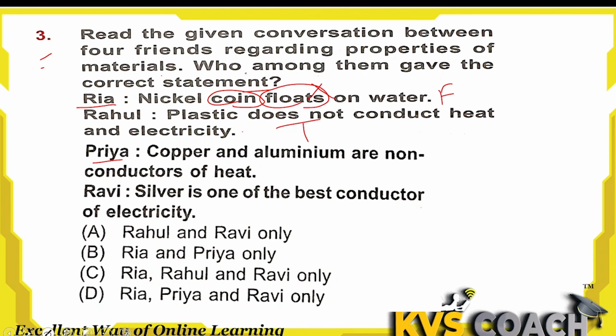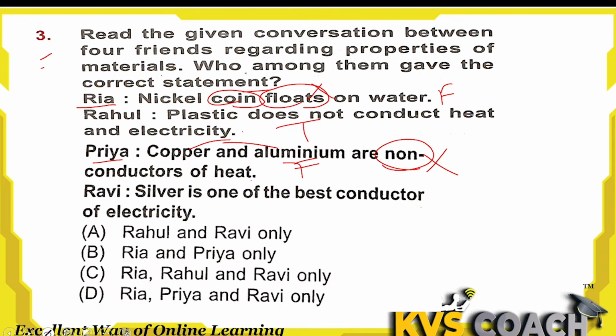Third one, Priya. Copper and aluminium are non-conductors of heat. That is again a false statement. Why? Copper and aluminium are metals and metals are good conductors of electricity. So copper and aluminium are also good conductors of electricity. Actually, electric wires are mostly made of copper. Sometimes if you want to make a cheap wire, then they will use aluminium also, but mostly all electric wires are made of copper. So copper and aluminium are good conductors of electricity, not non-conductors. So this is wrong again.